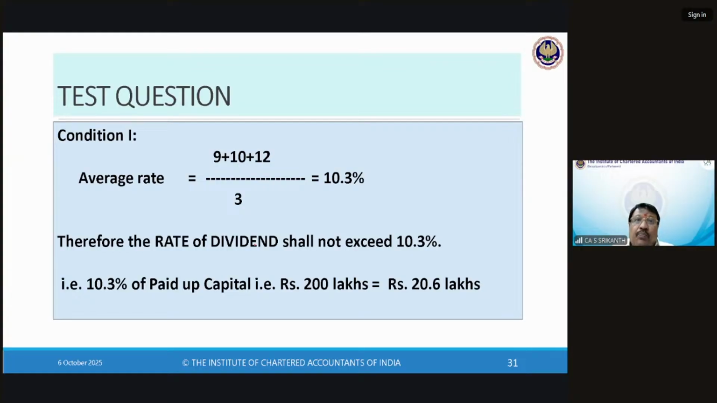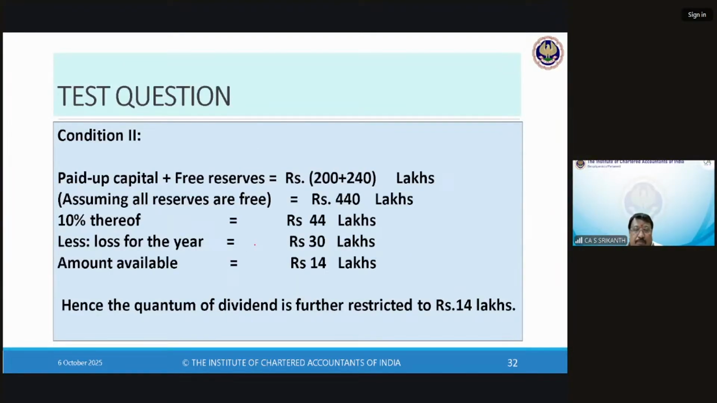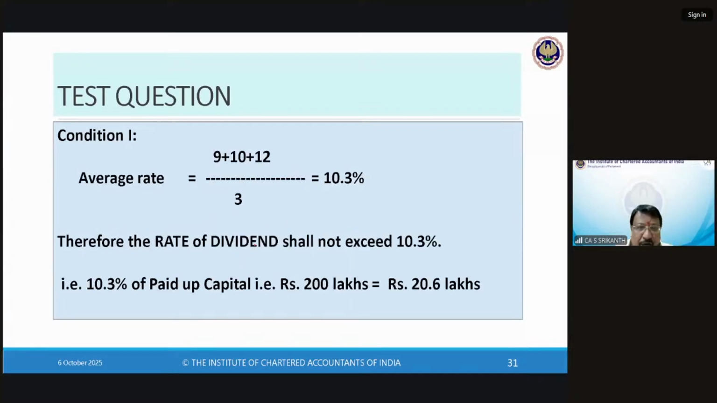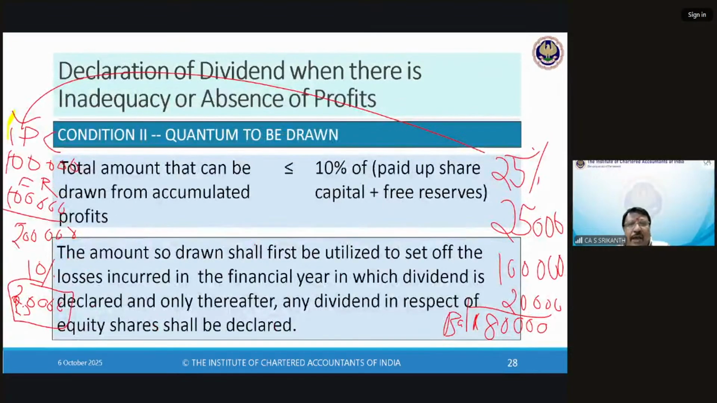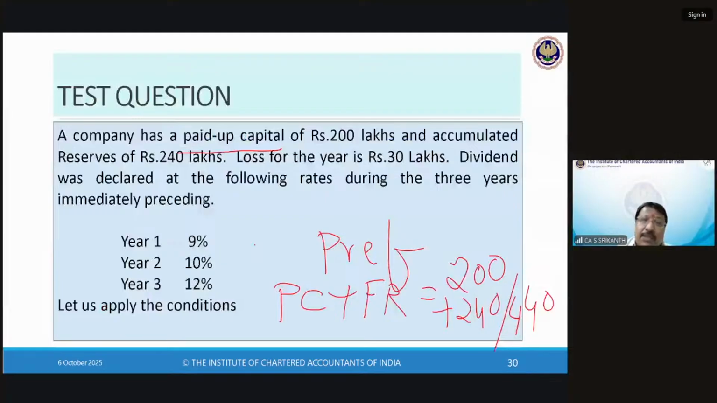But remember condition 2: the amount to be drawn cannot exceed 10% of PC plus FR. Paid up capital plus free reserves is 440. I forgot to tell you one thing. They also say that while calculating this quantum, the amount so drawn shall first be utilized to set off the losses incurred in the financial year in which dividend is declared. See, this year there is no profit, maybe a loss. That loss should be reduced from this 10% of PC plus FR. Only what is left you can use for payment of dividend.